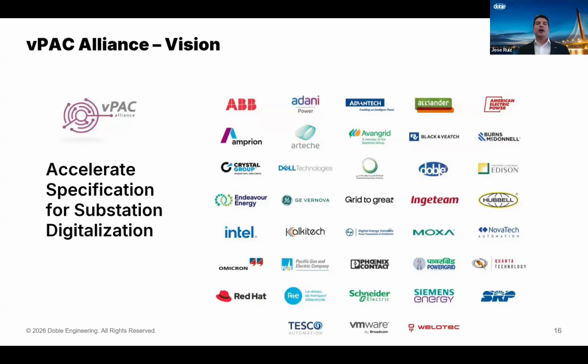So now we have touched and talked about centralized protection and virtual protection, but one of the things that you're going to find out there is an alliance that started with multiple OEMs and utility companies called the VPAC Alliance. The VPAC Alliance vision is to accelerate the specification for substation digitalization by writing multiple documents for cybersecurity, hardware requirements, application requirements, and so on, for users like you to be able to learn more about it and make your decision when it comes to virtual protection, automation, and control.